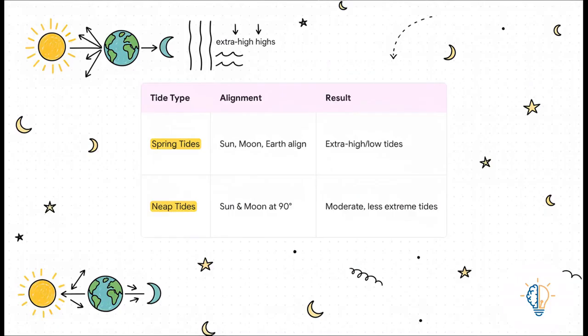But the sun's influence is still a big deal. When the sun, Earth, and moon all line up, which happens during a new moon and a full moon, their gravitational forces combine and pull together. This creates what we call spring tides, which has nothing to do with the season. It just means you get these extra high tides and extra low tides. Then when the sun and moon are at a right angle to each other, their gravitational forces are fighting, partially canceling each other out. This gives us the much more moderate neap tides.